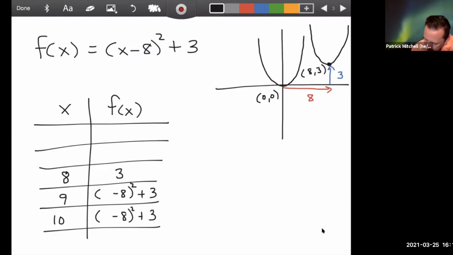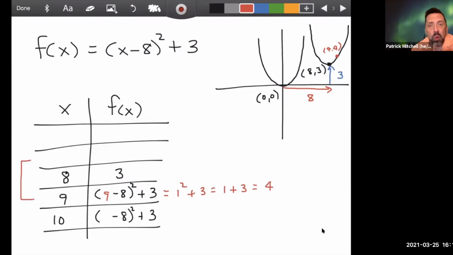All right, so if I put a 9 here, 9 minus 8 is 1. 1 squared plus 3. 1 squared is 1. 1 plus 3 is 4. All right, so this point, let's say right about there, is (9, 4). So right away, that tells me, since the point that is 1 unit to the right of the vertex has a y coordinate of 4, so does the point that is 1 unit to the left of the vertex. Okay, so completely for free, I get that this point over here is (7, 4).